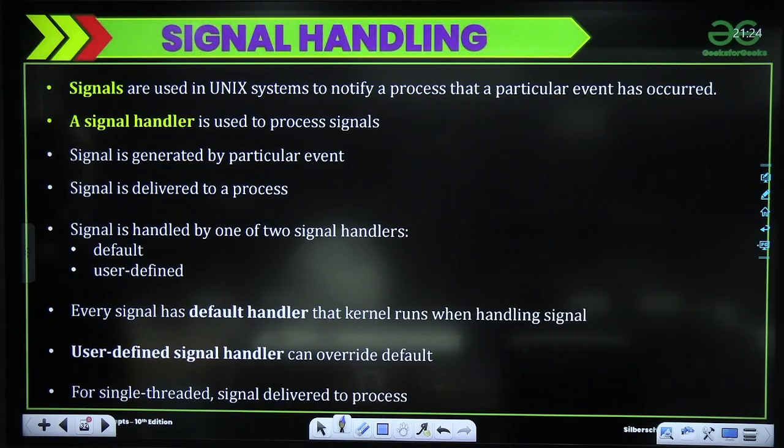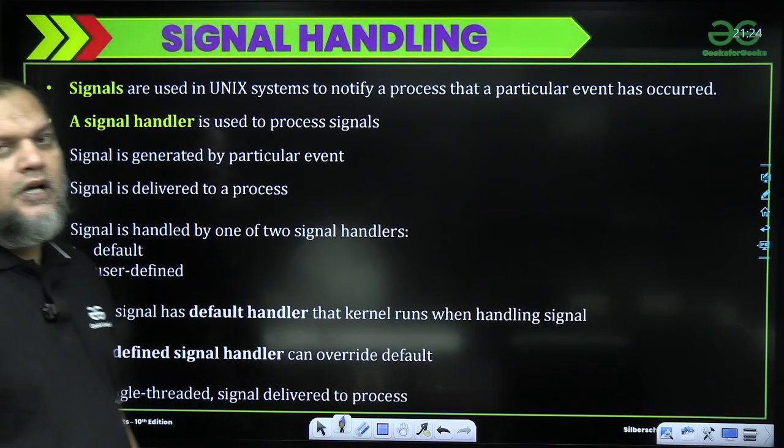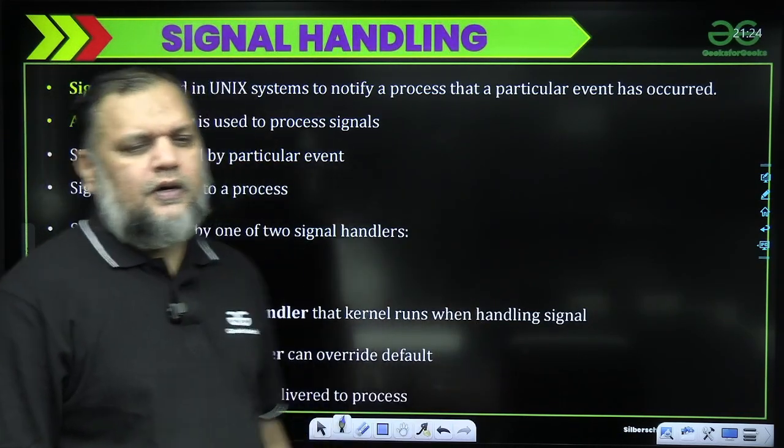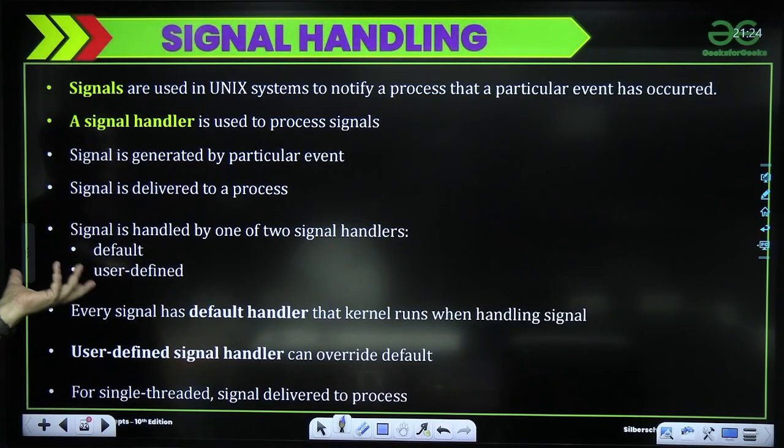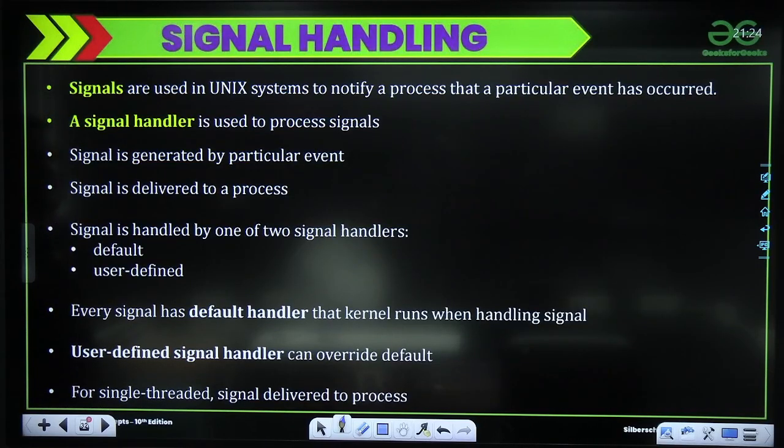Signals are very popular and very important in the case of Unix and Linux operating systems, which is basically a signal to notify a process that a particular event has occurred. Just like an interrupt has interrupt handlers, we have signal handlers. Of course, a signal is also like an interrupt. So a signal handler is used to process the signal. A signal is generated by a particular event, and the signal is to be delivered to a process. Now when I have multiple threads within a process, how are we going to deal with signal handling? That's a major challenge.